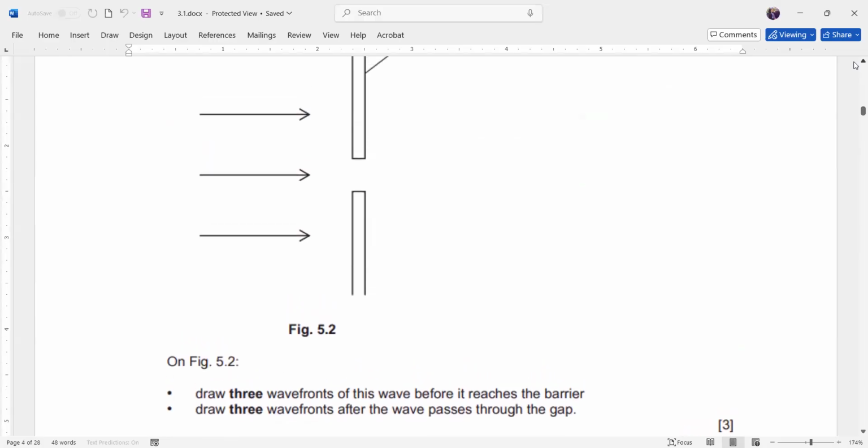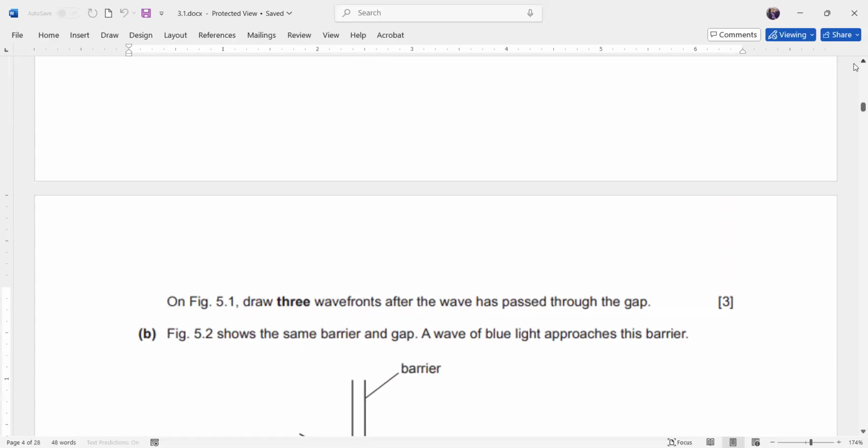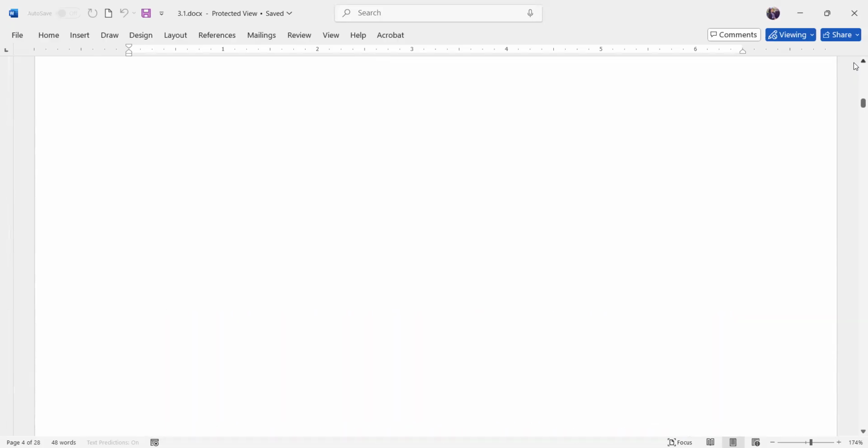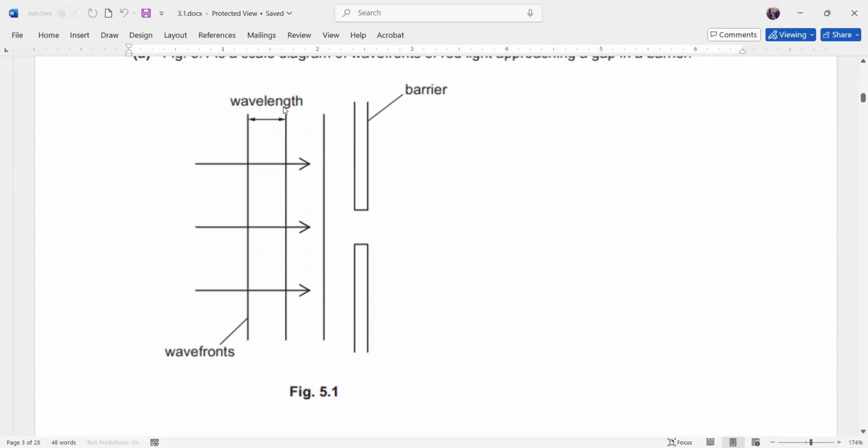Yes. Like drawing the wavefront, this is the question: on a figure, draw 3 wavefronts of the wave before it reaches the barrier and draw 3 wavefronts after it passes through the gap. So we know that here we have blue, and the first part of the question was red. Red has a longer wavelength. If I measure with a ruler and the red wavelength is, for example, 2 centimeter, and I want to show blue, should it be more than 2 or less than 2? Less, because blue has a higher frequency and shorter wavelength, so blue has a smaller wavelength.